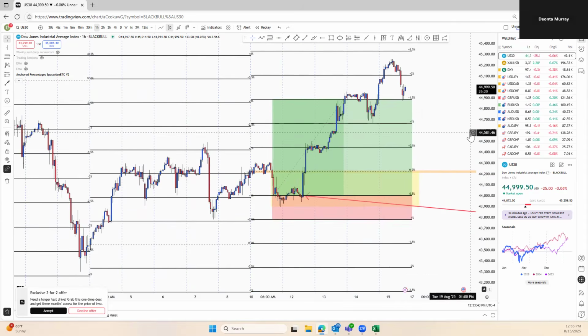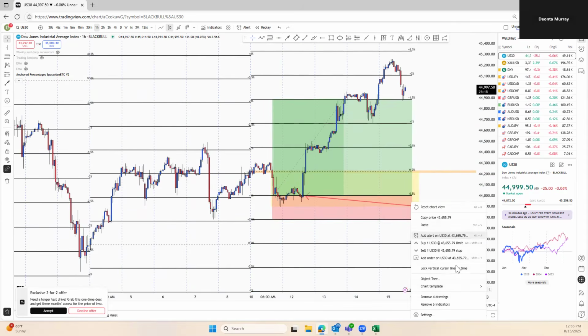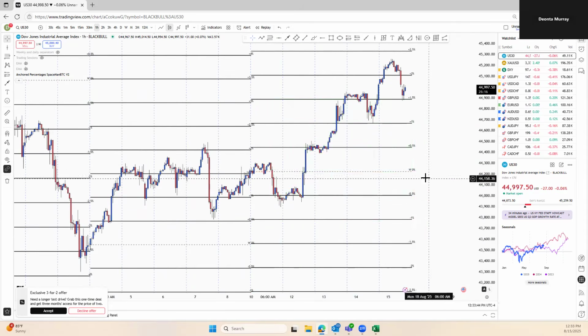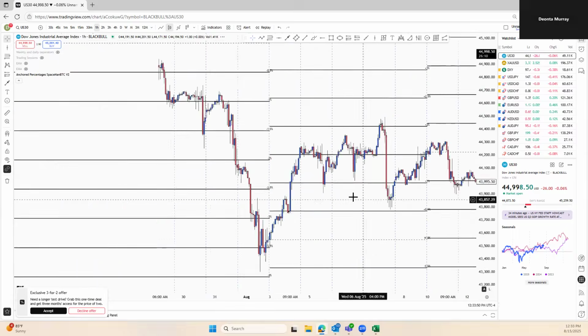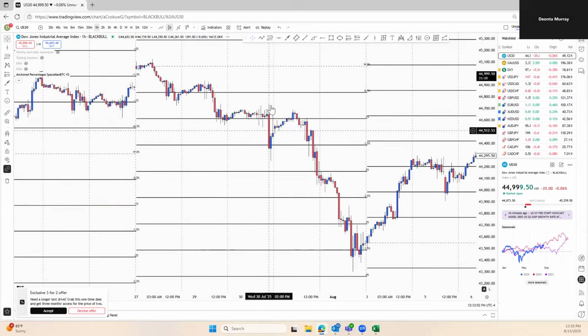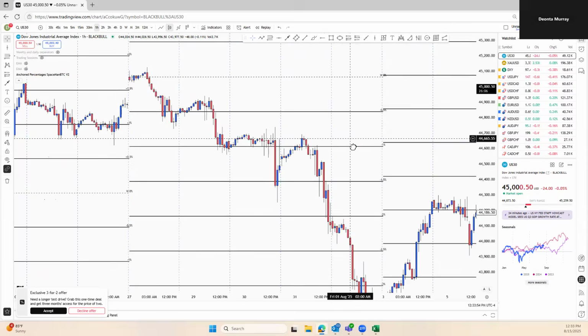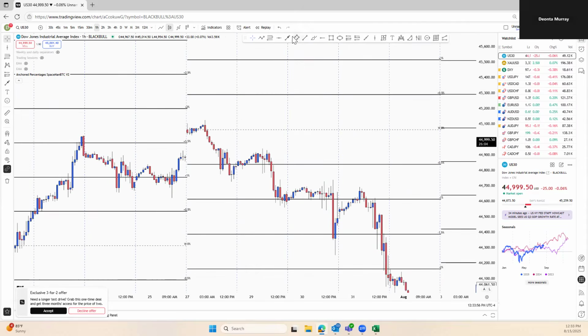Does it work every single time? No, but it is a great strategy to use and it's systematic. So you don't have to truly think. You just have to know how to look at structure, right? Same thing up here. You see it open here. It didn't really give us the wick that we wanted.